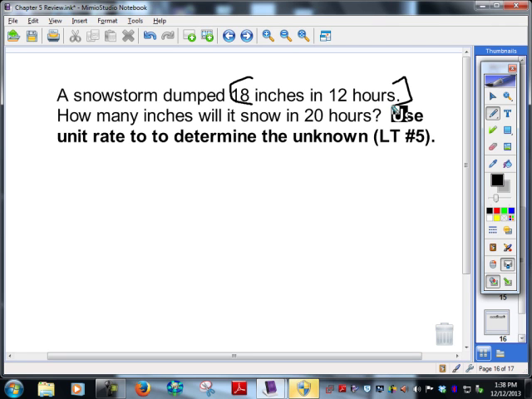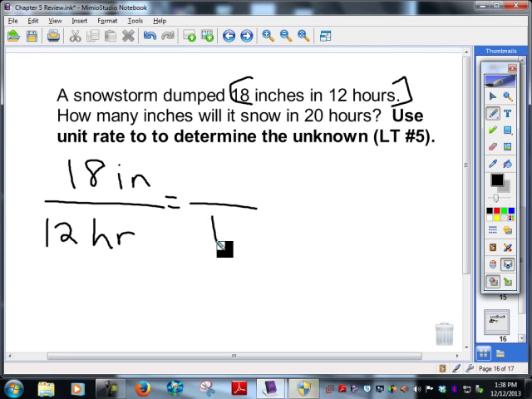If the question would have said, how many hours will it take to snow 40 inches, then I would want to find the unit rate per inch, right? But because it's giving me an actual number of hours, I want to figure out the unit rate per hour. So that means I know that hours must go on the bottom. So that's going to be 12 hours to 18 inches. And I need to figure out how many inches that is per hour, which is 1.5, guys? Yeah, 1.5 inches. That's just my unit rate.